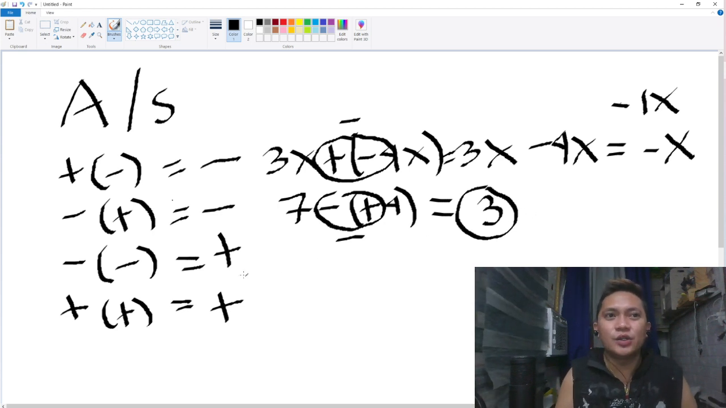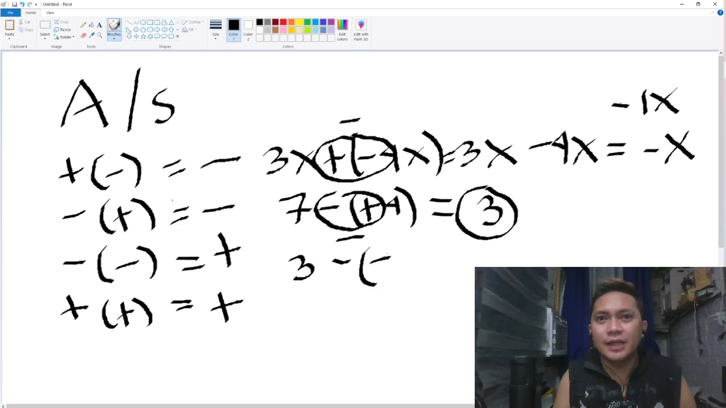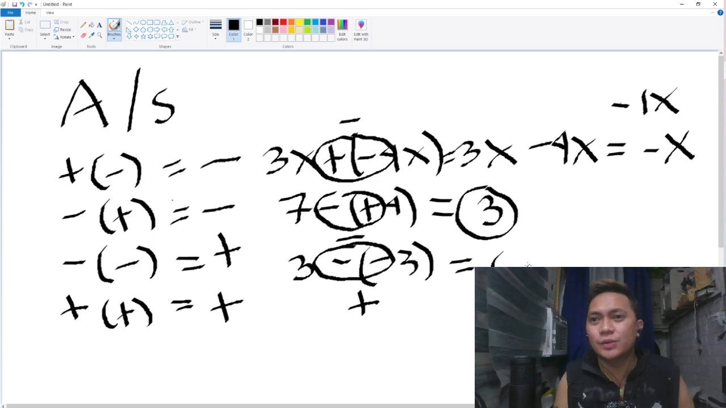Okay, so how about negative nagtabi sila? 3 minus negative 3. Okay, so sabi ko nga kanina, if dalawang negative ang nagtabi, magiging positive po yan. Okay, so it will become 3 plus 3, that is equals to 6.